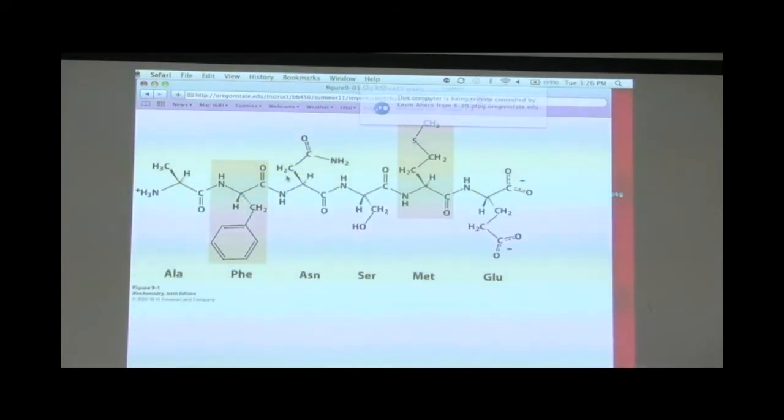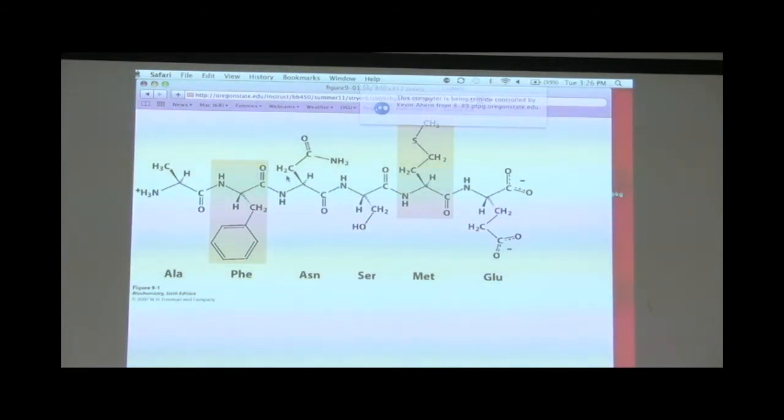You've seen this before. Chymotrypsin is a protease, meaning it cleaves peptide bonds. And it cleaves peptide bonds near a variety of different amino acids. A couple of them are marked here, phenylalanine being one, methionine being another. And the general characteristic that these amino acids have that it cleaves next to is that they are fairly nonpolar.